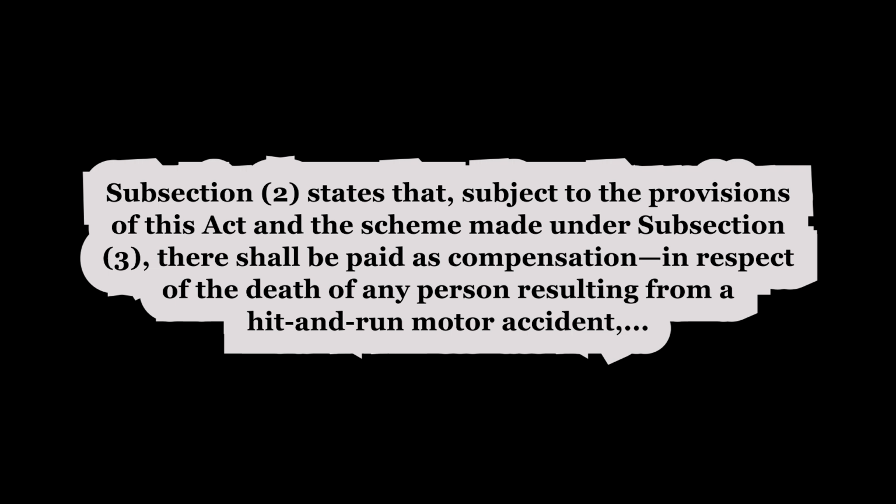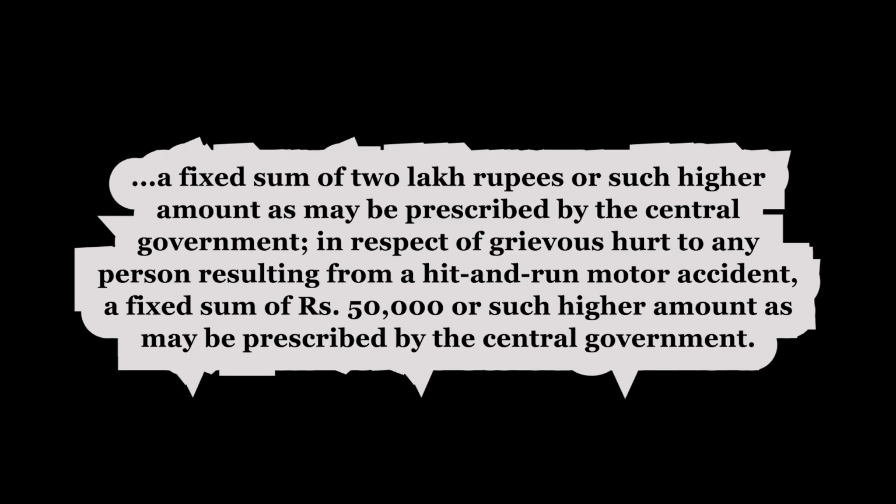Subsection 2 states that, subject to the provisions of this Act and the scheme made under subsection 3, there shall be paid as compensation in respect of the death of any person resulting from a hit and run motor accident a fixed sum of 2 lakh rupees or such higher amount as may be prescribed by the central government. In respect of grievous hurt to any person resulting from a hit and run motor accident, a fixed sum of rupees 50,000 or such higher amount as may be prescribed by the central government.